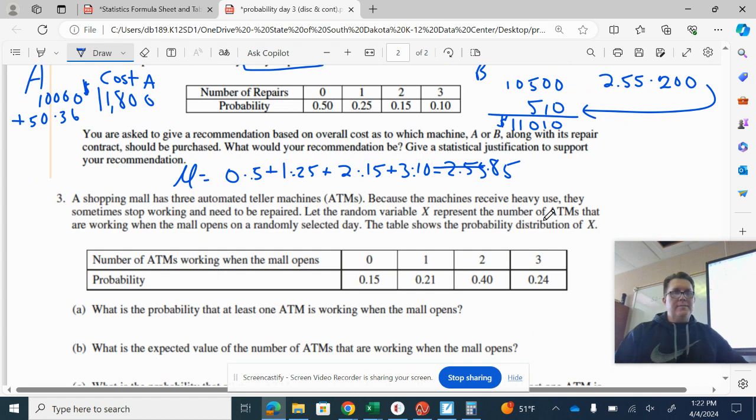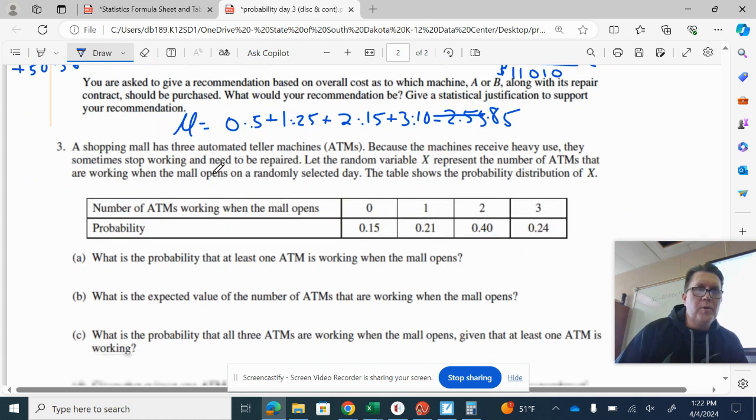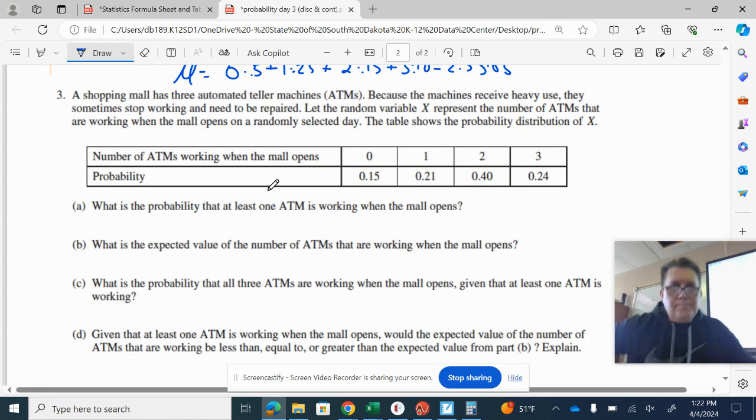Okay, so a shopping mall has 3 automated teller machines, ATMs. Because the machines receive heavy use, they sometimes stop working and need to be repaired. Let the random variable X represent the number of ATMs working when the mall opens. We can have no ATMs working, 1, 2, or 3 on a selected day. What's the probability at least one ATM is working?